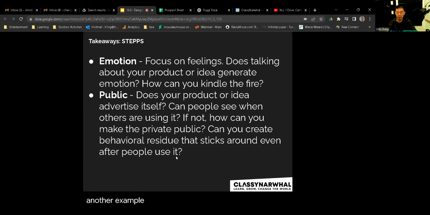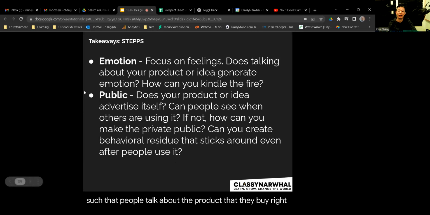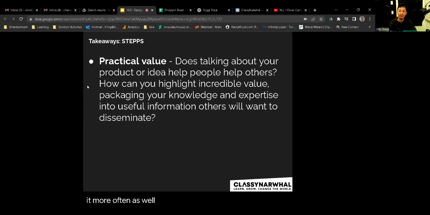So another example here is, let's say you have a product or a product company, how can you make it visible such that people talk about the product that they buy, right? Are there campaigns that you can use where, if you share a picture of you using the product, you'll get something, right? That kind of thing will help people share it more often as well.